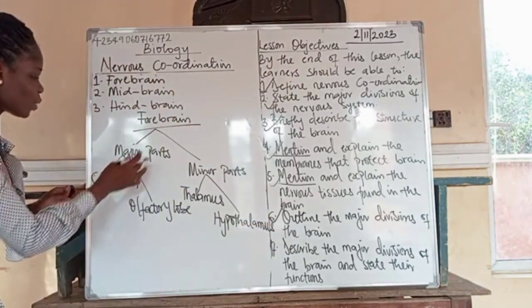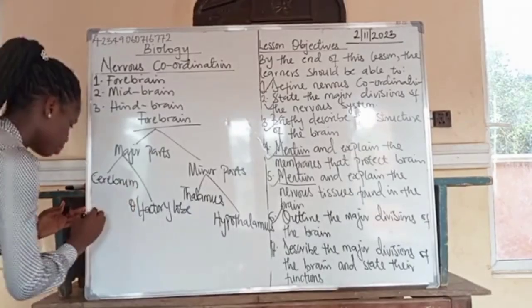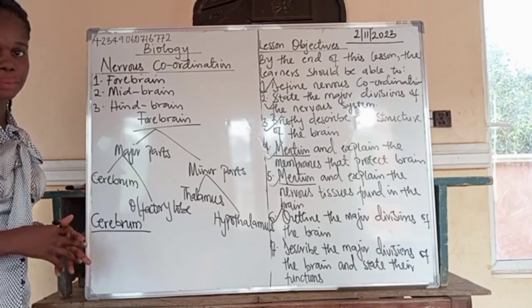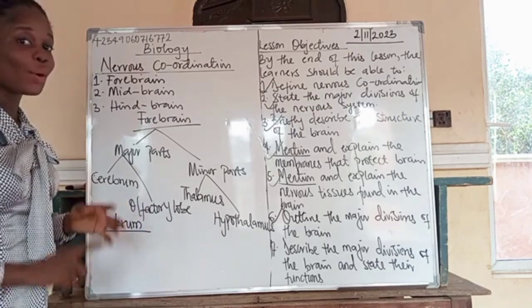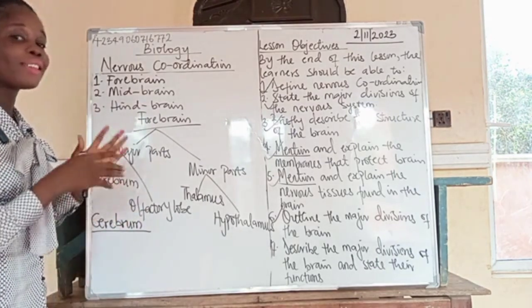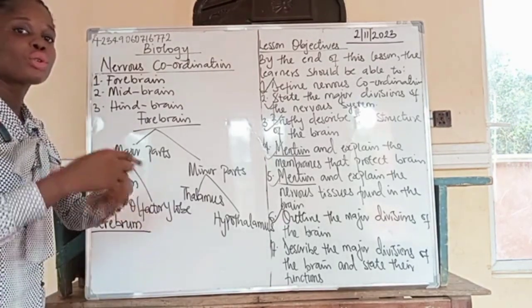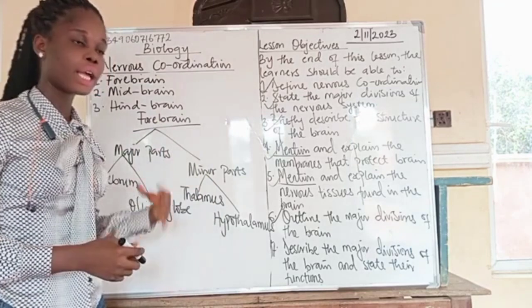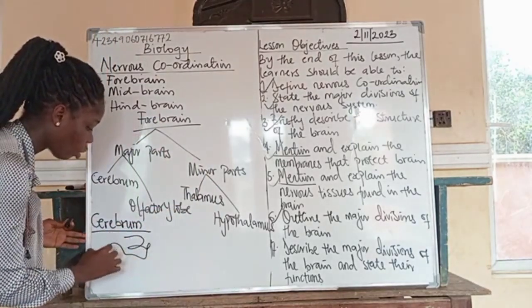We then start with the first major part of the forebrain, which is the cerebrum. The cerebrum is the most prominent part of the brain. The outer part of the cerebrum is called the cerebral cortex or the gray matter, you remember, while the inner part of the cerebrum is called the white matter. The cerebrum is thrown into folds or convolutions, which increase the surface area. That means that when we look at the cerebrum, we have folds or convolutions.